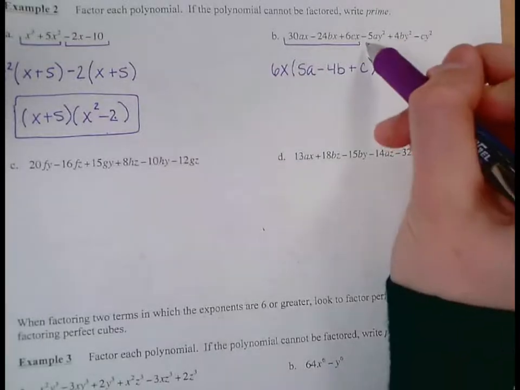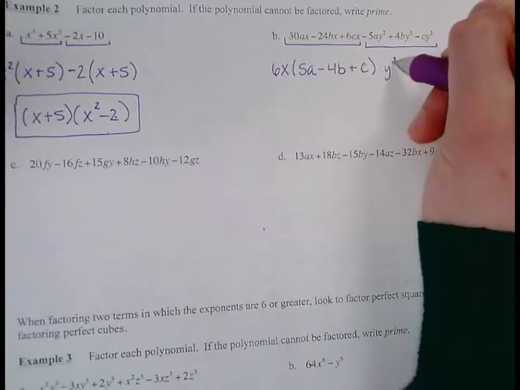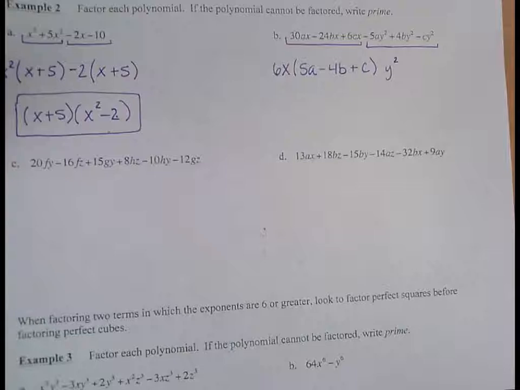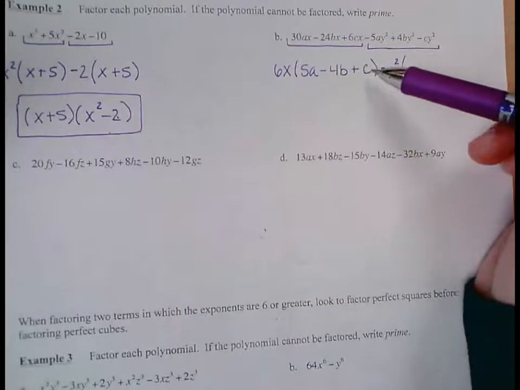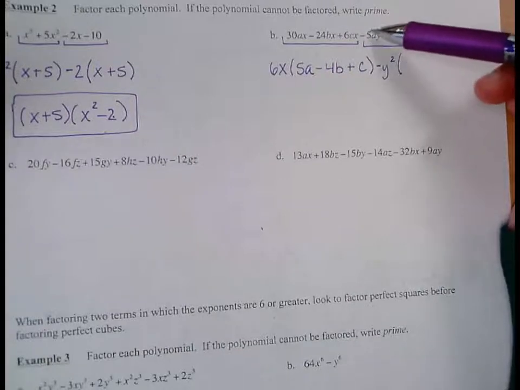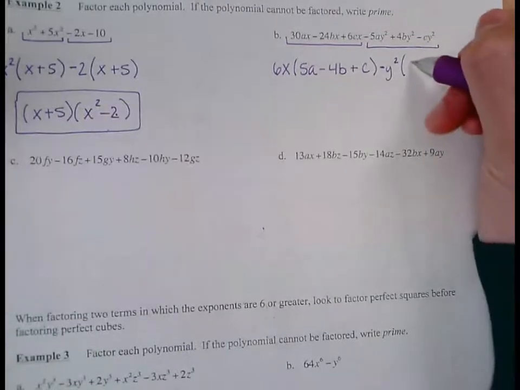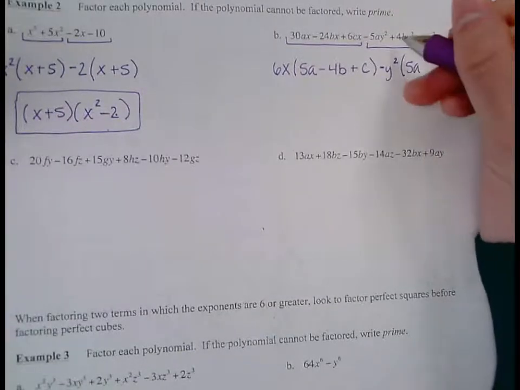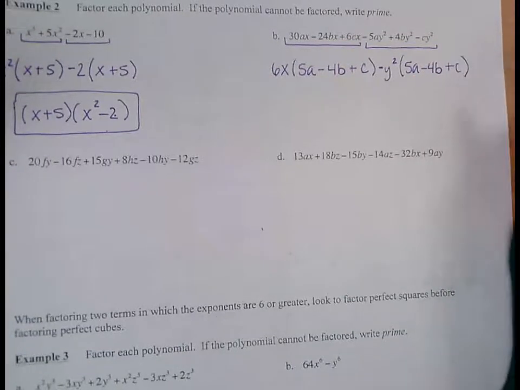Okay, then the last 3 terms, do they have anything in common? Y squared. Would I want to factor out a positive or a negative y squared? What do you think? A negative. Now my clue is I want my parentheses to be the same. If I factored out a positive y squared, I would have a negative 5a, and it wouldn't be the same as positive 5a. So I do want to take out the negative. So that way I have a positive 5a, and then I would have a negative 4b and a positive c.